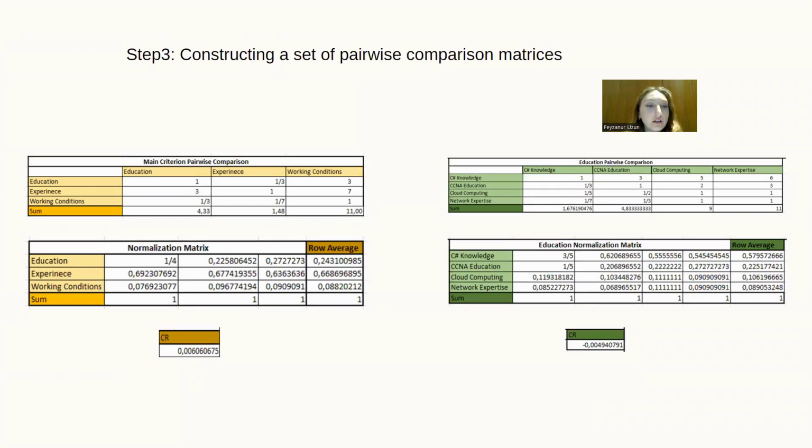And then step 3 is constructing a set of pairwise comparison matrices. We did pairwise comparison matrices for every criterion, and then we created normalization matrices. And then, to check whether the decision is logical, we calculate the consistency ratio, and you can see two of them. We did this for all criteria.